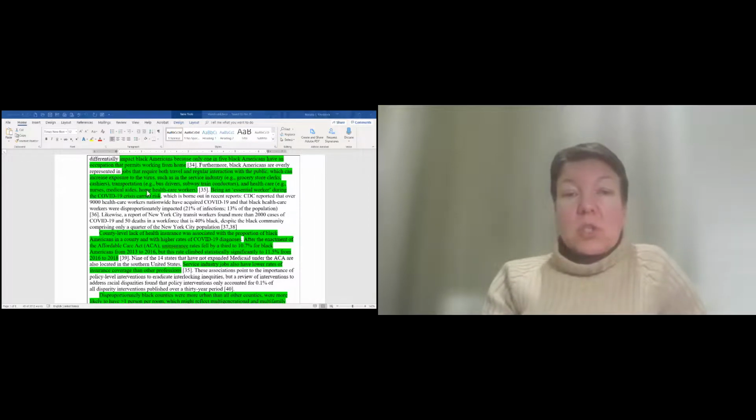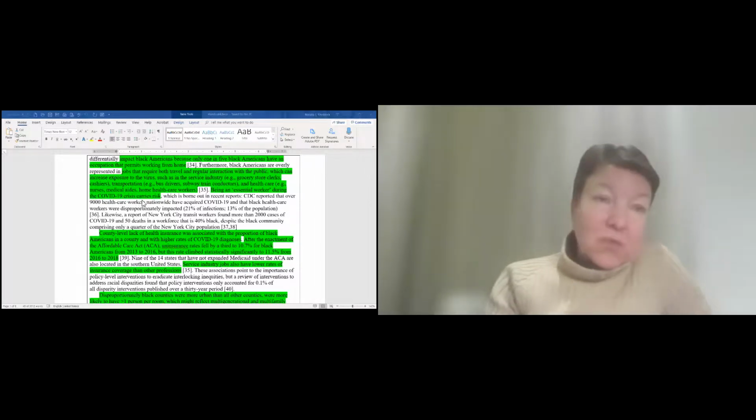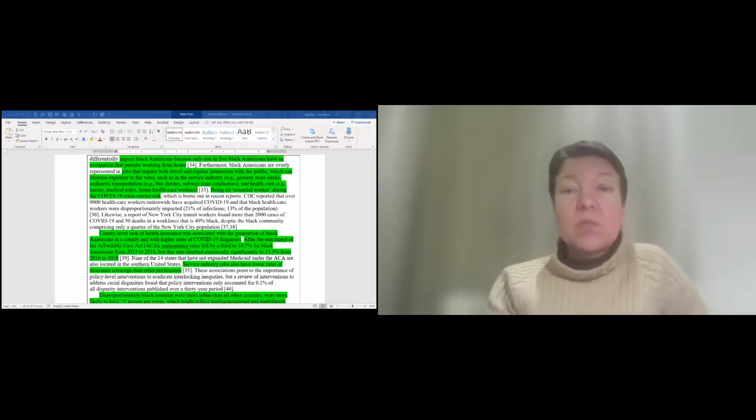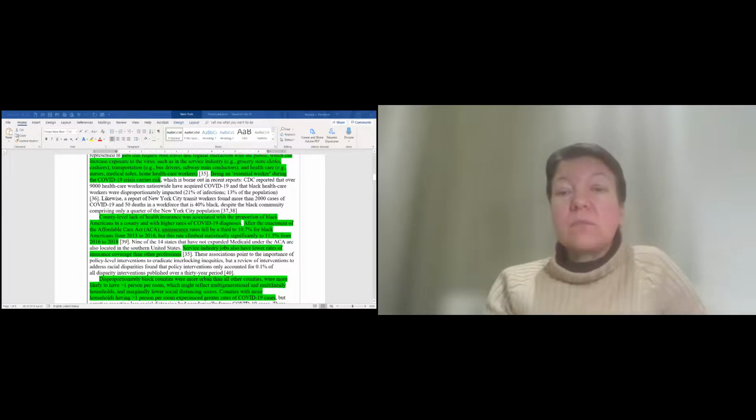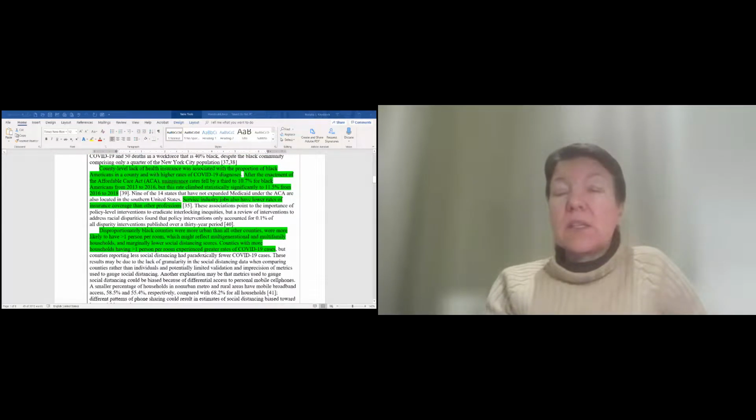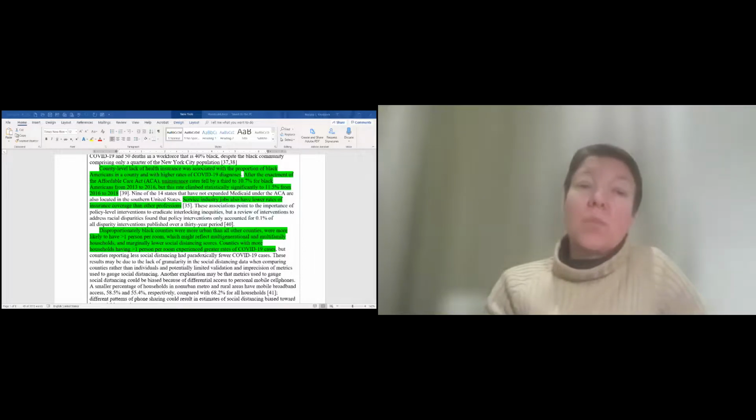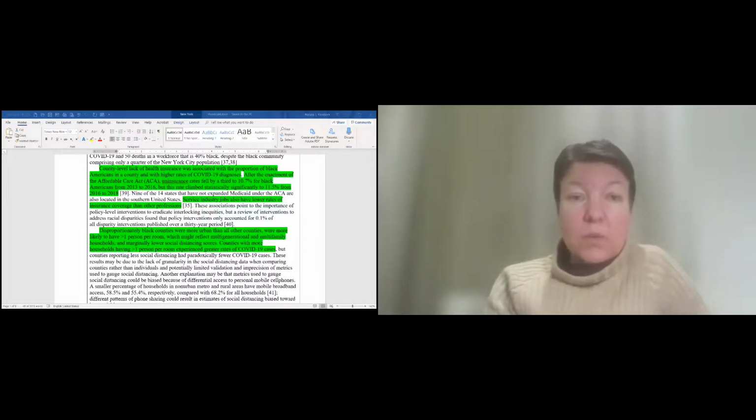Being an essential worker during the COVID-19 crisis carries risk. Okay? And so the result is that more of those people were infected, and the higher mortality is partially explained by the types of jobs that they hold.